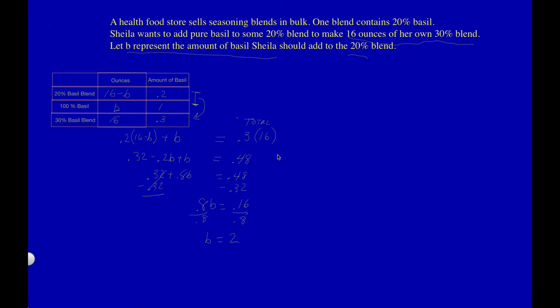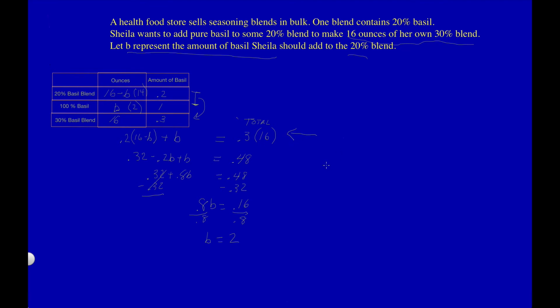Now, the supplemental parts of the question are nothing more than filling out the answers using the B in the table. The total number of ounces for the 20% basil blend will be 16 minus B, which is 2, giving us 14. The total number of ounces of the 100% basil will just be B, which is 2. If we're asked to write an equation to represent the problem, that's this part right here.